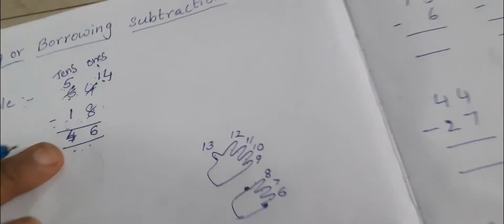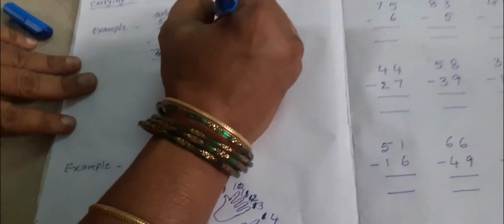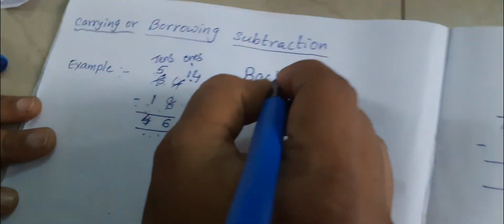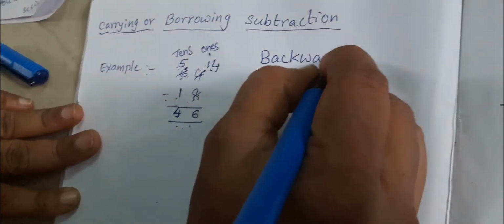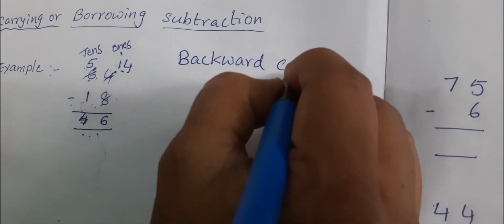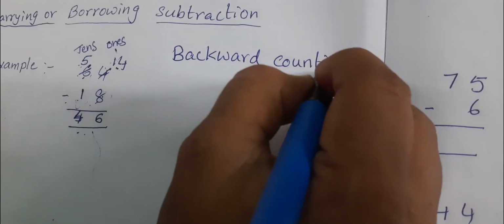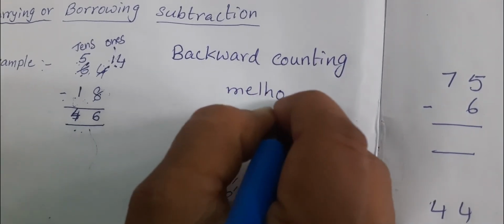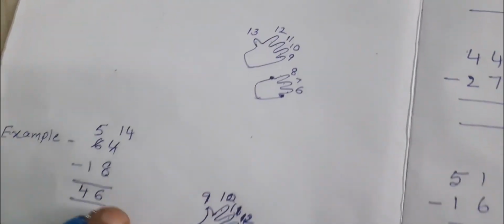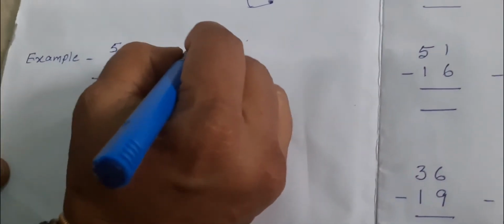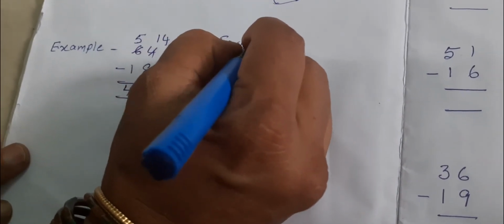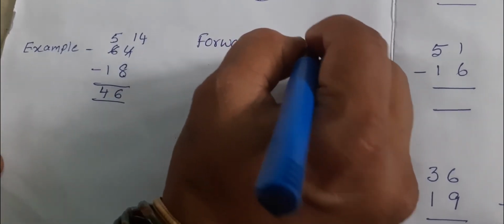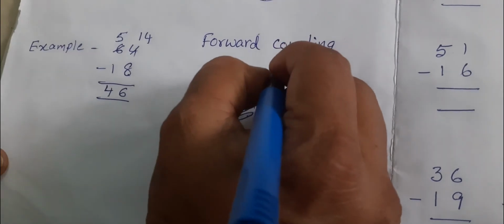So this method is the backward counting method. This method is the forward counting method.